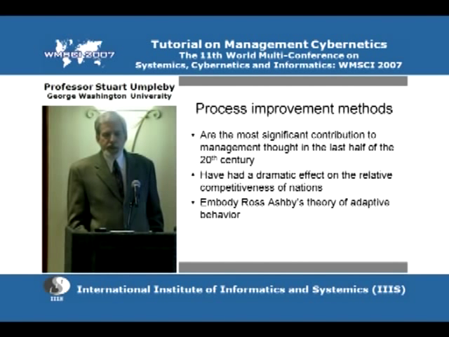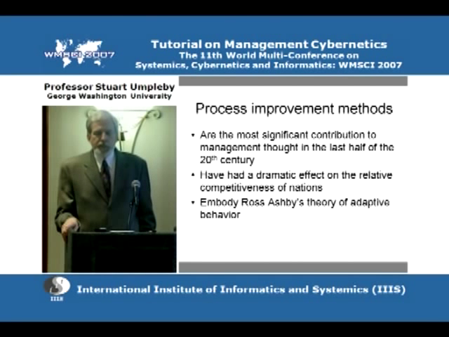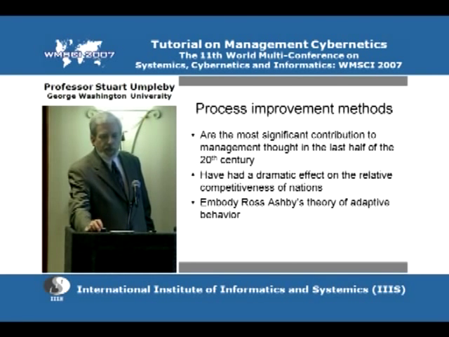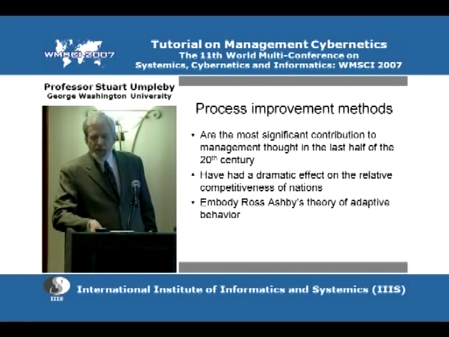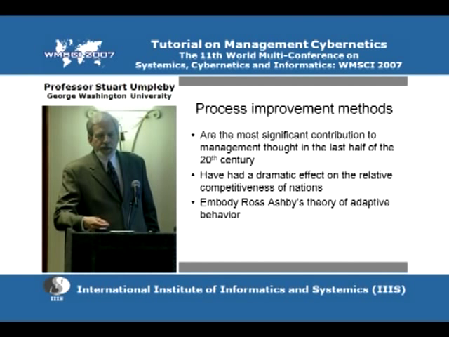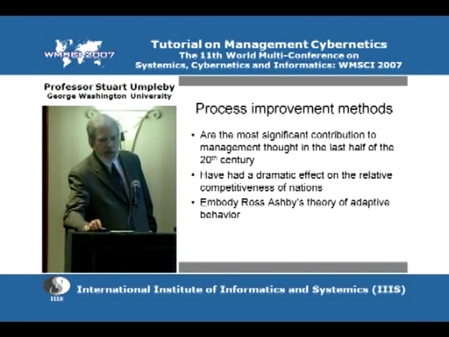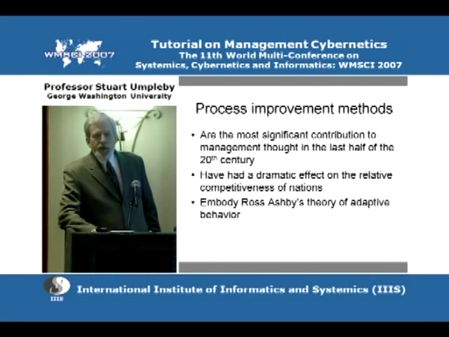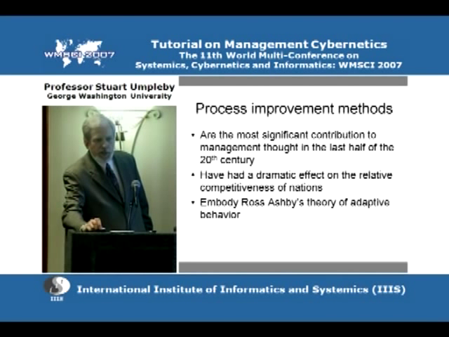The Japanese adopted them, used them, and by 1980, American companies were having trouble competing with Japanese firms. And then the Americans finally figured out what the Japanese were doing, and now these methods are being used around the world. ISO 9000 is one variation of these methods. The Baldrige Award in the United States is another process that helps companies to use these methods. So these methods have had a dramatic effect on the relative competitiveness of nations. And I would say they're the most influential management methods of the latter part of the 20th century, which is why I think that they are important. And they embody Ross Ashby's theory of adaptive behavior, which I will explain when we get to that. So they're a very straightforward illustration of cybernetics.